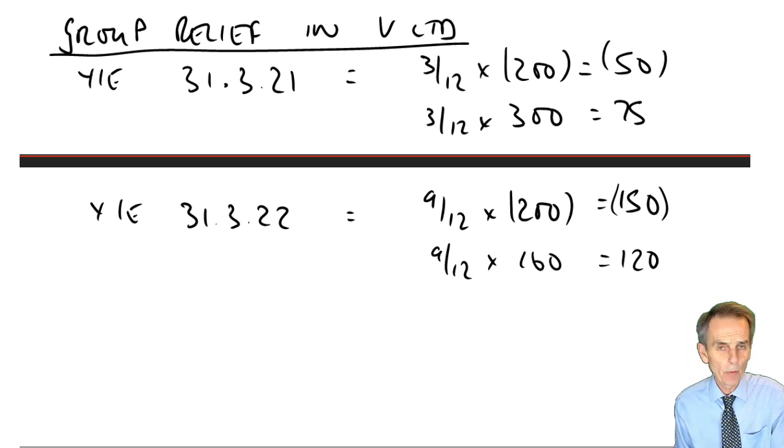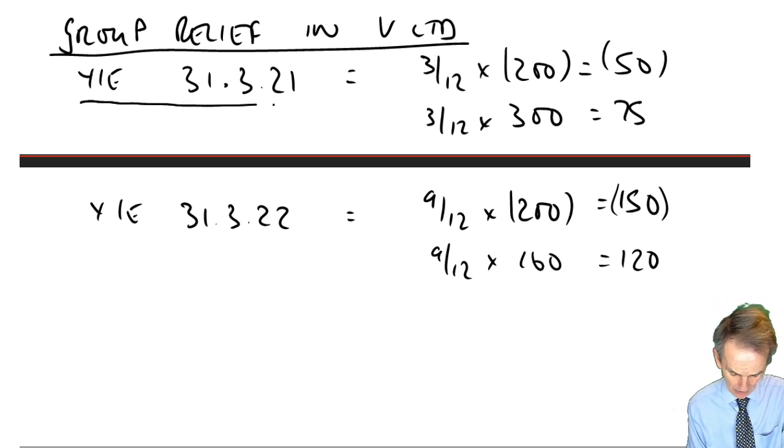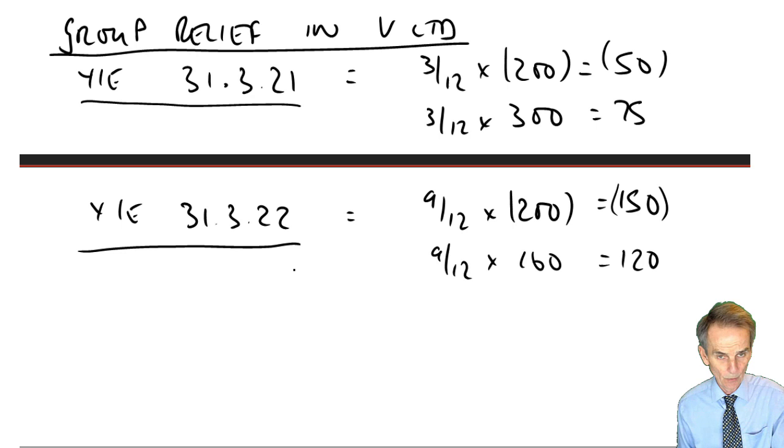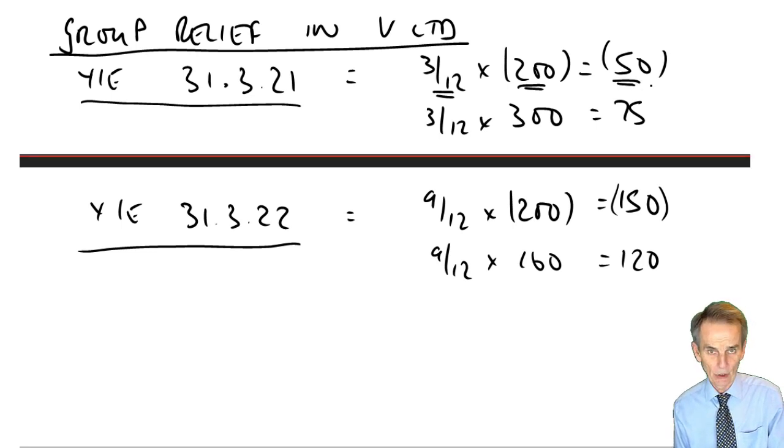So what group relief will be available within V Limited for the 2 accounting periods that are covered by the loss-making period of A Limited? Well, we have 2 accounting periods of profit for V Limited, the year ended March 21 and the year ended March 22. Within the year ended March 21, how many months of that profit period corresponded with the loss maker's loss-making period? That we agreed to be 3 months. So 3 months' worth of the loss made by A Limited, 200,000, would mean that £50,000 of loss is surrenderable, is eligible for group relief.